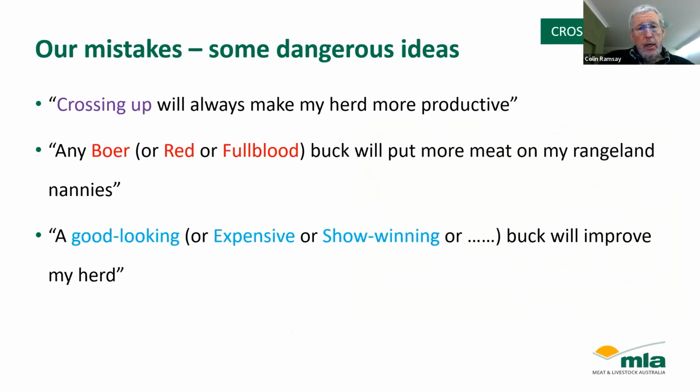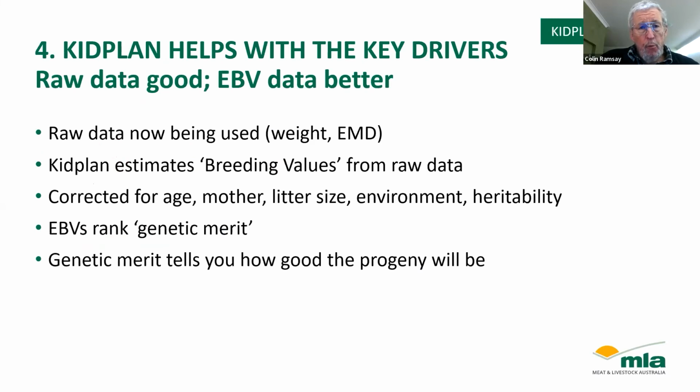So these are our mistakes. I've tried to put them into some dangerous ideas. I lose friends here always. So this is a common idea: crossing up will always make my herd more productive. It won't always, it sometimes will. The next dangerous idea is any boer will put more meat on my rangeland nannies. Some of them will, some of them won't. Can I just go to the summary?